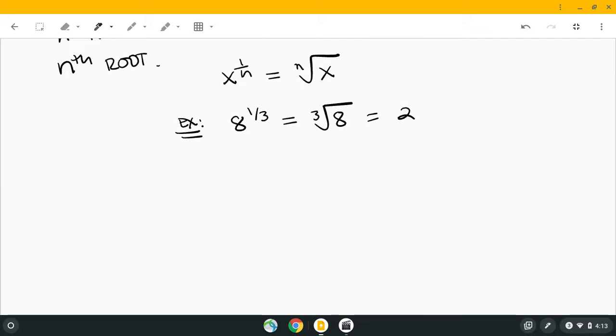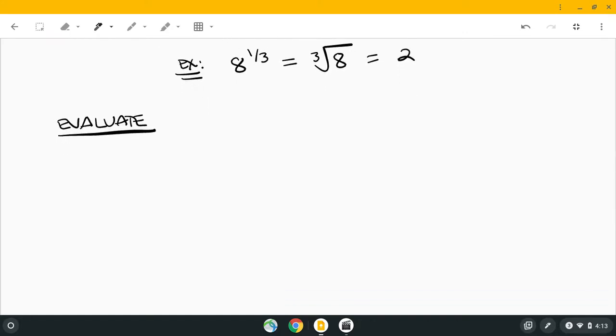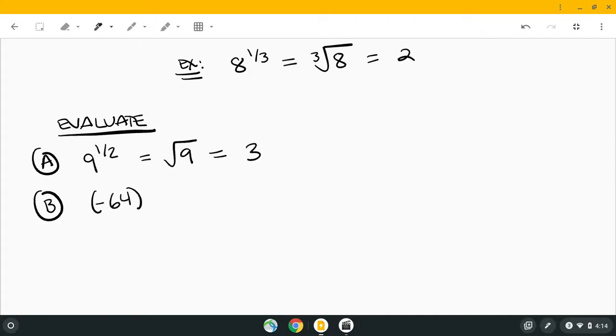All right, so let's take a look at evaluating. Suppose I have 9 to the 1/2. Again, that is like saying the square root of 9, so that's just going to be 3. If I have negative 64 raised to the 1/3, 1/3 is the cube root, so that is the cube root of negative 64, which would be negative 4.